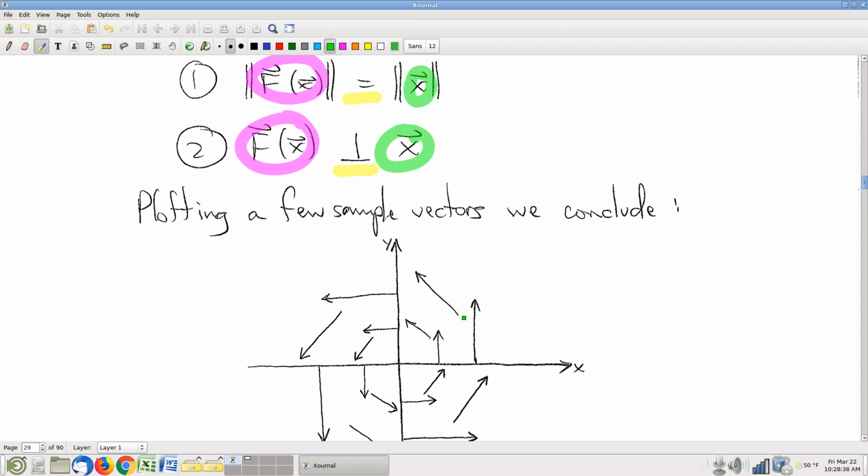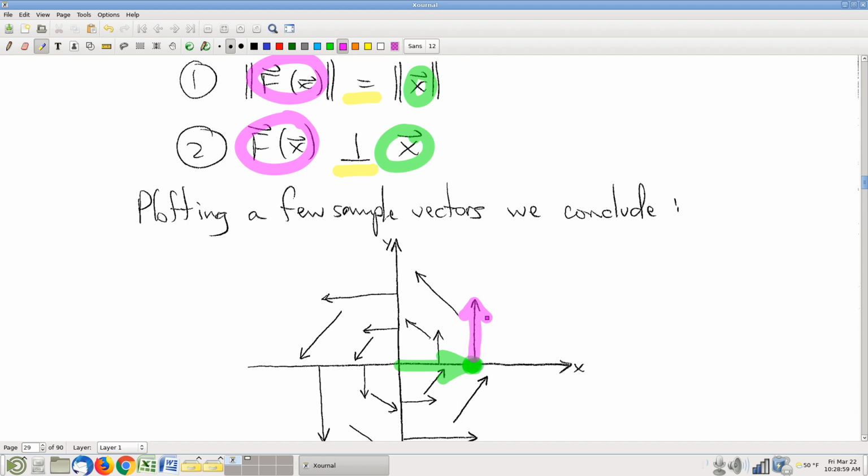So for example, you take a point like, let's take that point. There's a position vector for this point that we're looking at. And the field vector has the same magnitude as that, but points perpendicularly. And so I'm going to say there it is. Notice that's perpendicular and with the same magnitude.